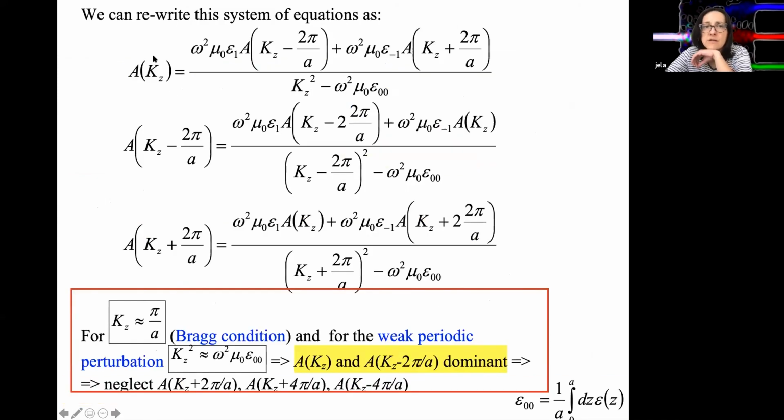So here it is. I'm just expressing from the three equations that we had on the previous page, a of k minus 2 pi over a, and a of k plus 2 pi over a. Okay?